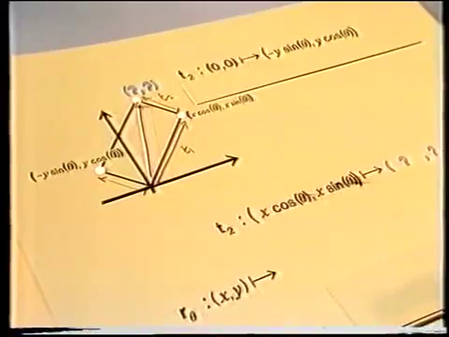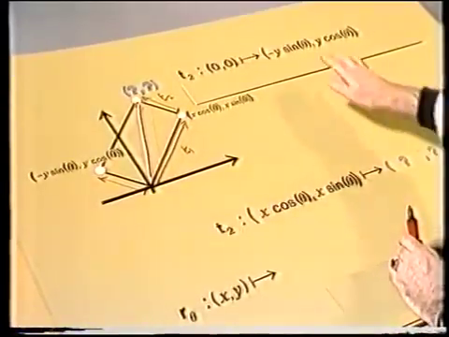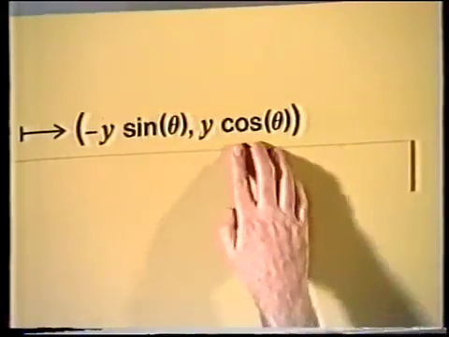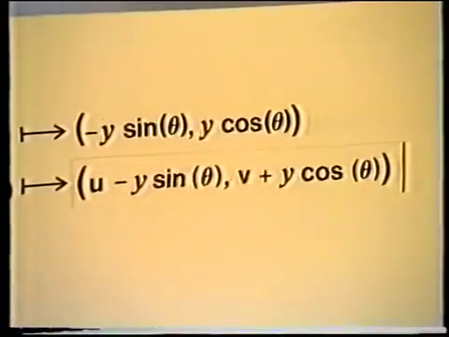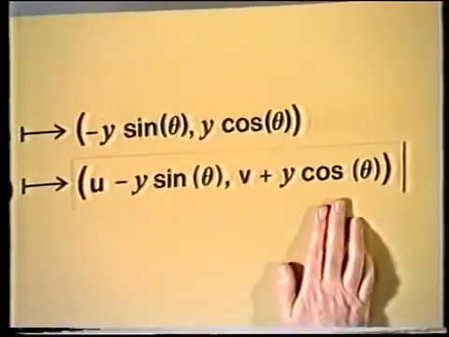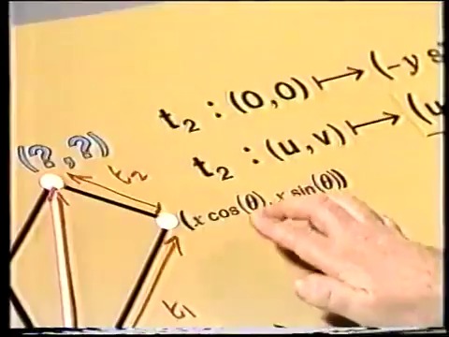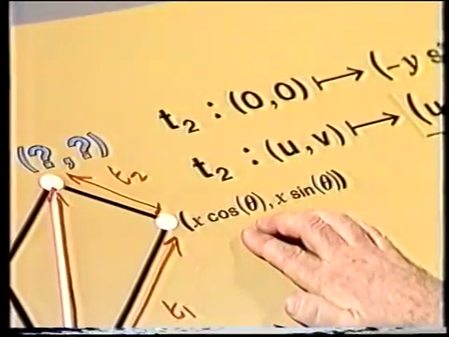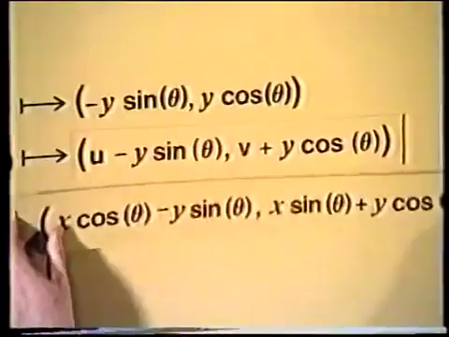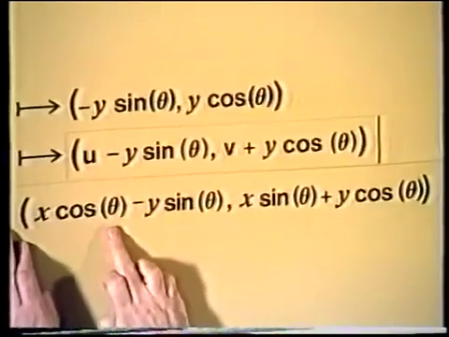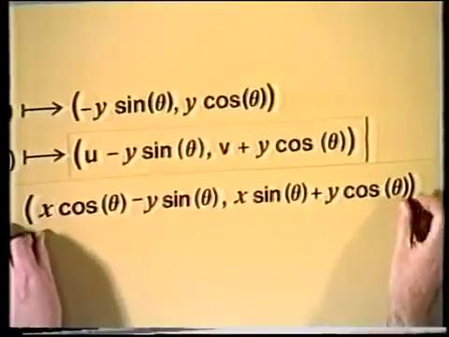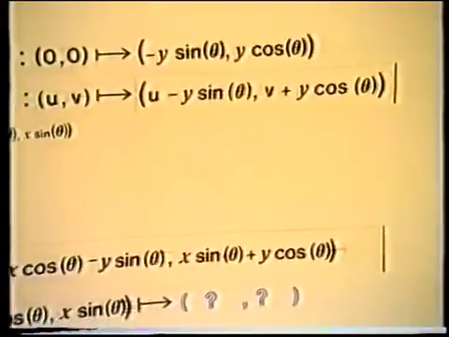Now, to find the image of a general point under the translation T2, we'll have to add minus y sin theta to its first coordinate and y cos theta to its second coordinate. So, for the point (u, v), it gets mapped to (u minus y sin theta, v plus y cos theta). But for the point we're interested in, we'll have to replace u and v by these values. And then we see that T2 maps it to (x cos theta minus y sin theta, x sin theta plus y cos theta). And these are the coordinates of the point that we want.